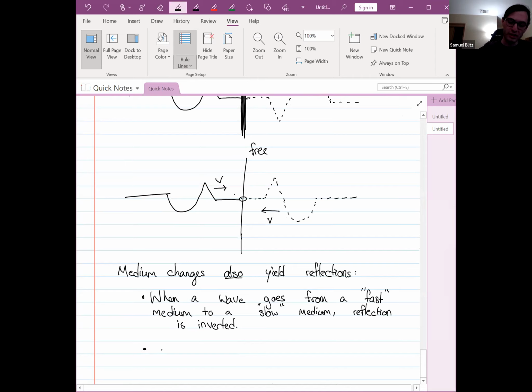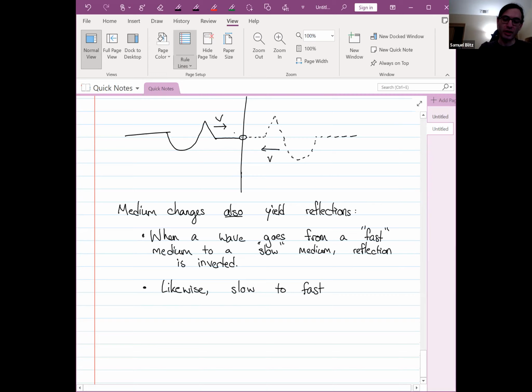So likewise, if your wave starts in a slow medium and goes to a fast medium, well, the fast medium is going to move more than the original wave was, which is what we see in the free case, because the ring moved more. So that would behave a lot like a free case. You still have a reflection, but now it behaves in a different way because it's easier to move the lightweight one than it is to move the heavier one. So in that case, a slow medium to a fast medium, the reflection is not inverted, and you'll get transmission in both cases.